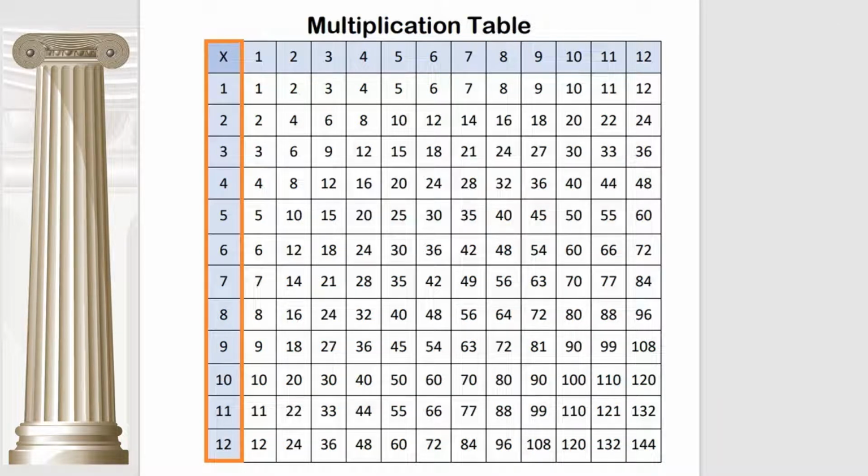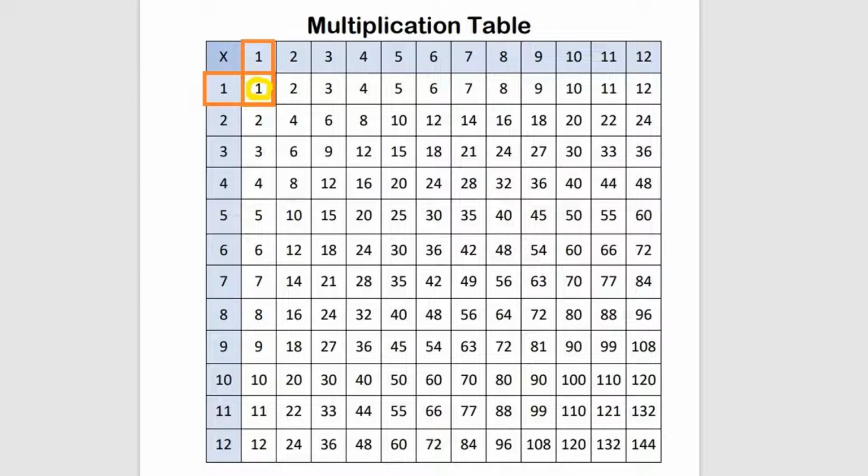So if you take a look at 1 and you're multiplying it by 1, that's why that X is there, that's the multiplication symbol. 1 and 1 is equal to 1. And that's where they intersect. So where the row and the column meet, that's where your answer is going to be. So 1 times 1 is 1.